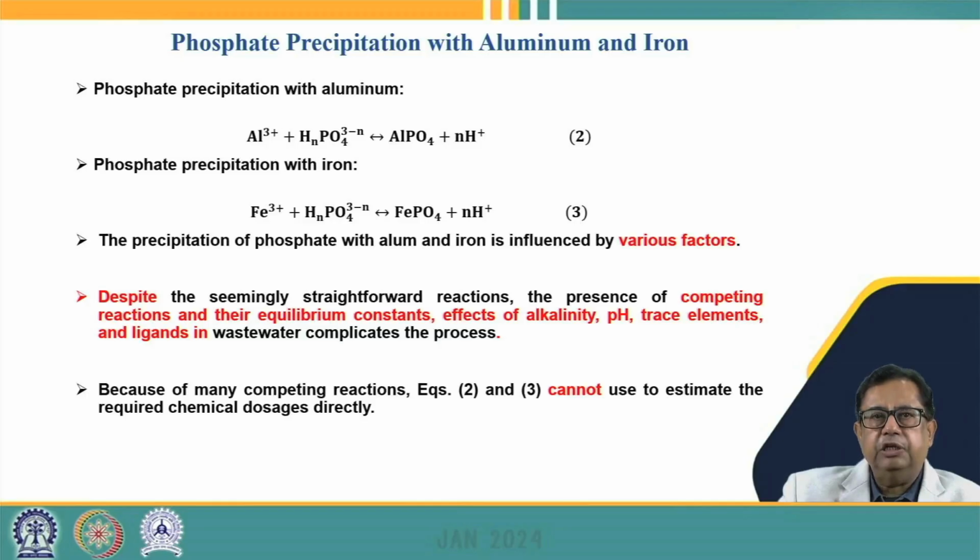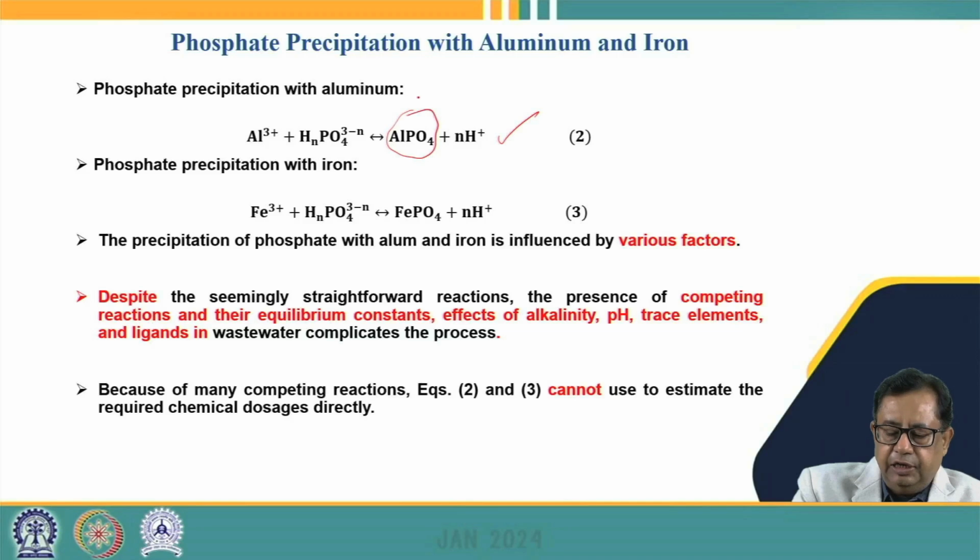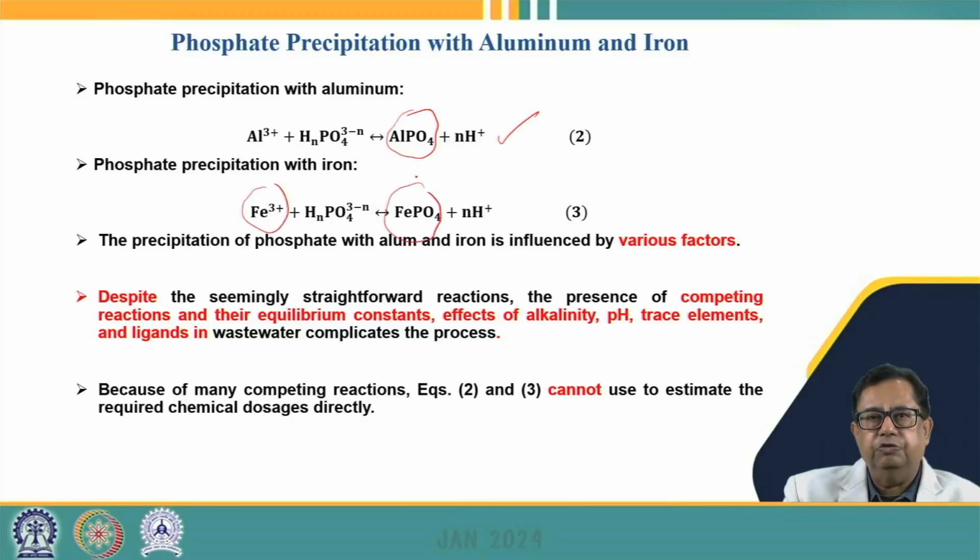Now precipitation with aluminum salts as well as iron salts can also take place, and we can see that there can be simple reactions, like aluminum ions reacting with phosphates and forming phosphate precipitates here, as well as some acidity being generated. Similarly, ferric ions can react with phosphates and form ferric phosphates, and these ferric phosphates again can settle down, and it also increases the acidity of the wastewater.